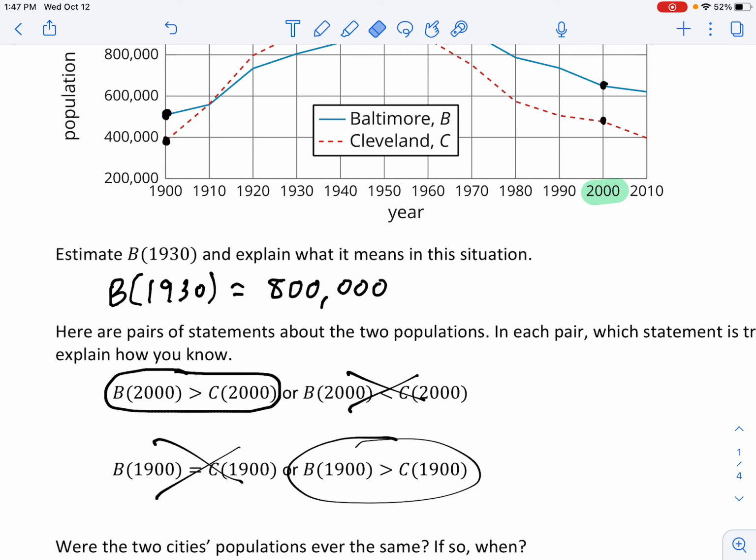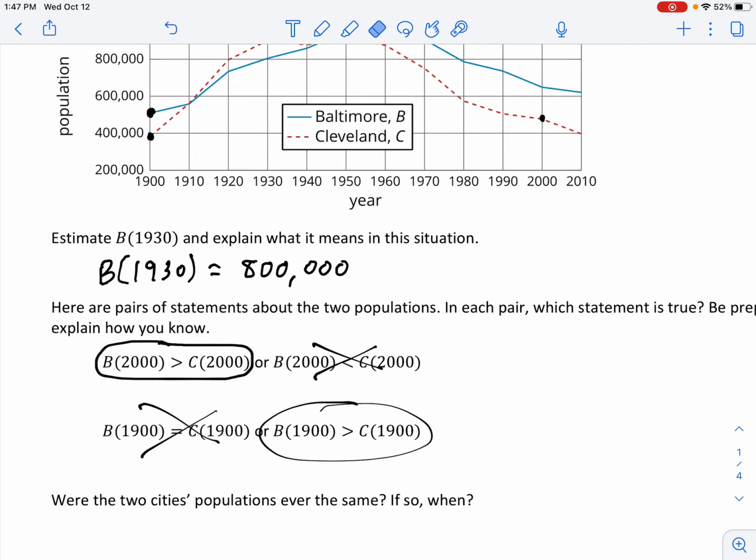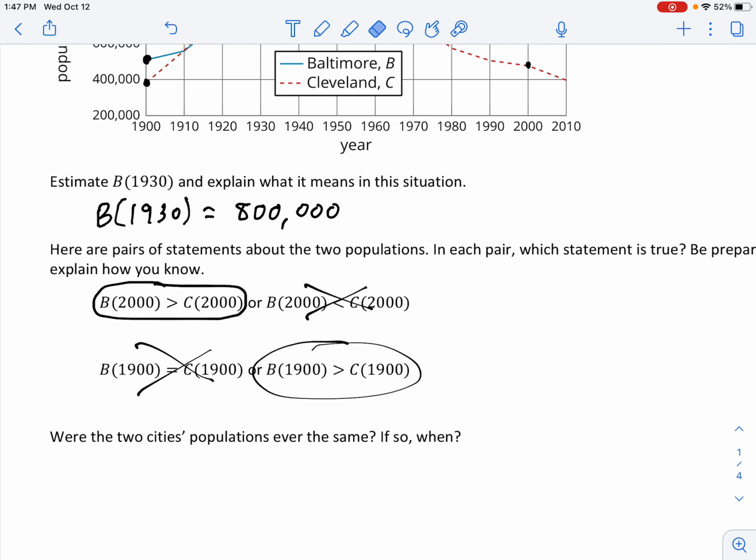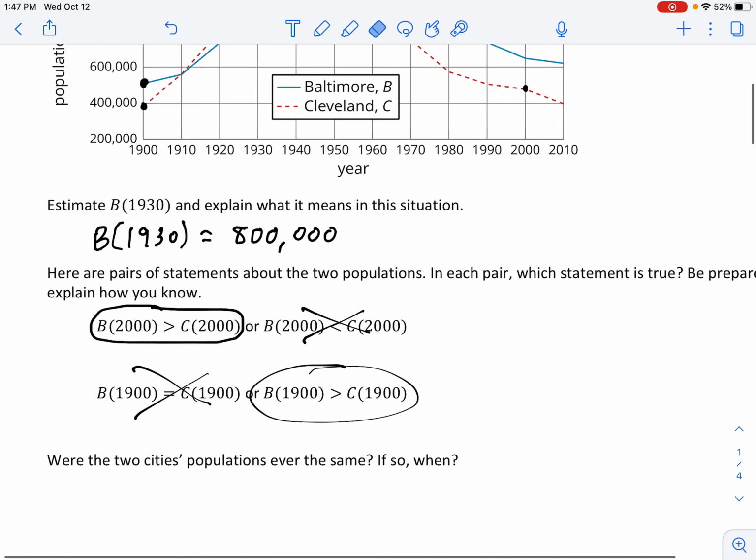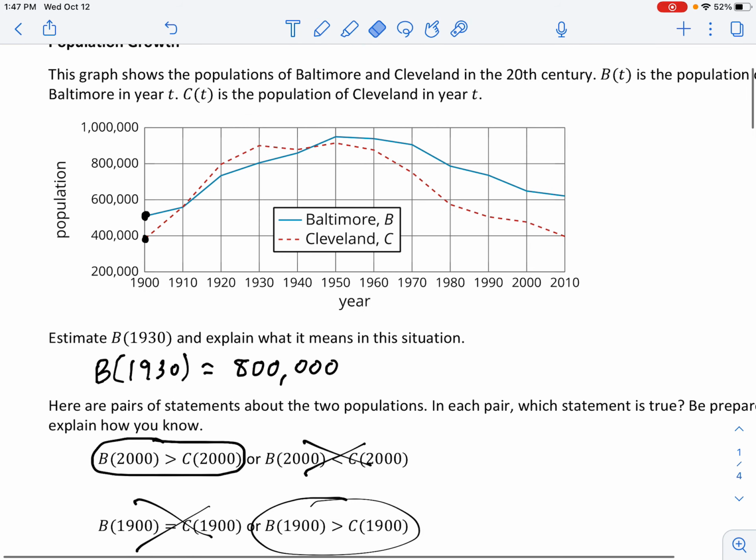Okay, so let's keep going and look at the next question. It says, were the two cities' populations ever the same? If so, when?